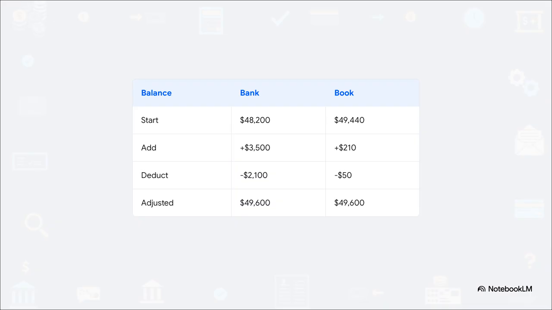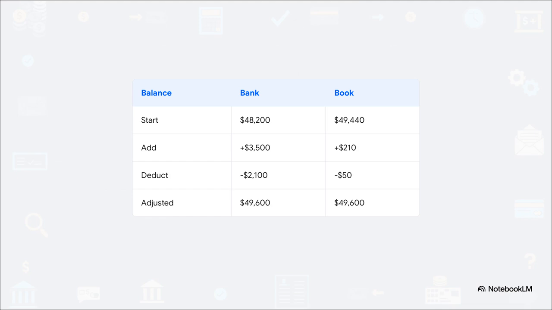So we start with completely different balances. The bank says we have $48,200. The books say we have $49,440. Let's fix that. On the bank side, we add a $3,500 deposit in transit from October 31st and subtract $2,100 in outstanding checks. Boom, adjusted bank balance, $49,600.